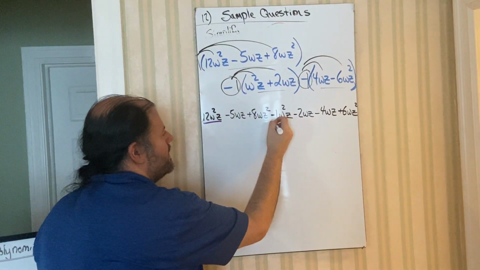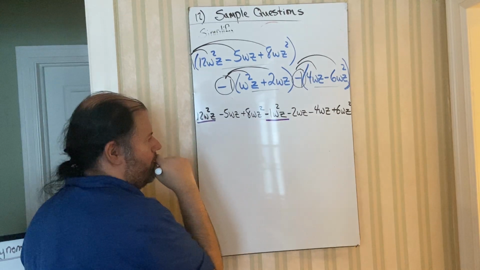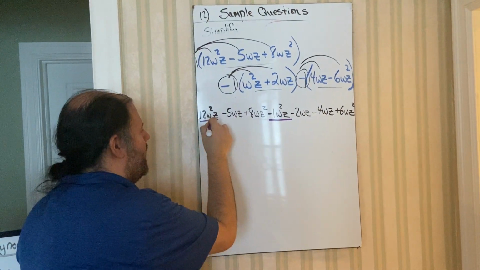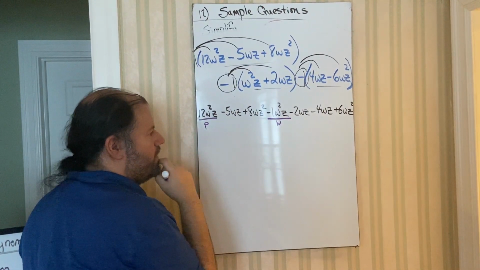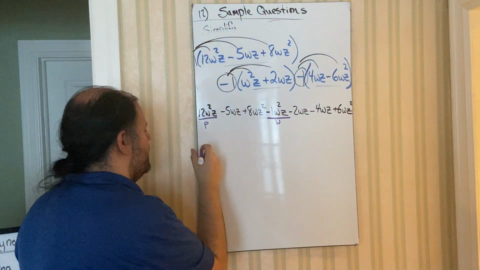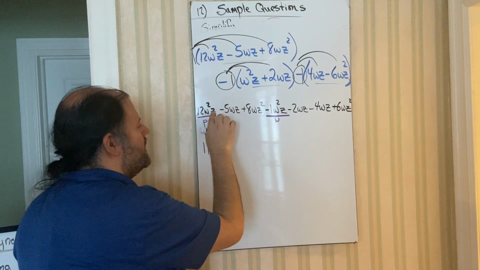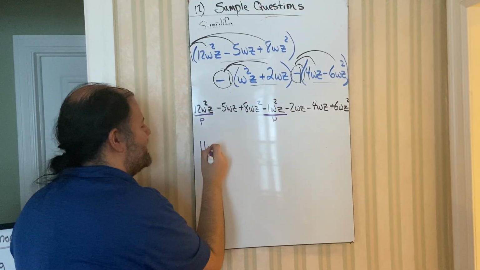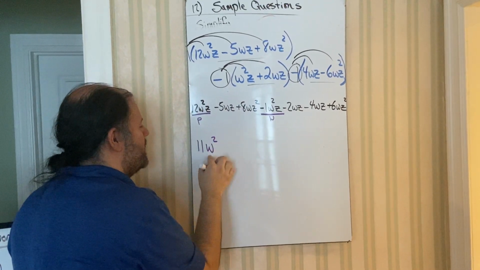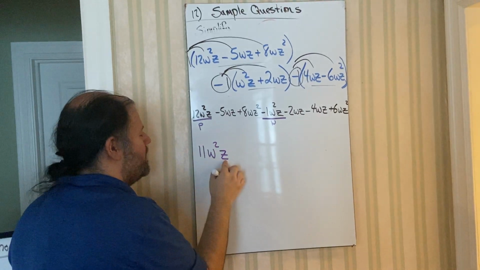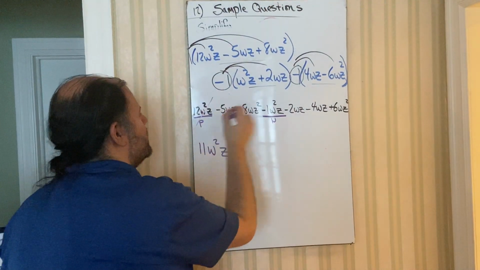It's just this and this. So this is a positive, this is a negative. So we subtract. Who wins the tug of war? Team positive. And w squared z stays the same variable. W squared z, same variable part. So these two are done.